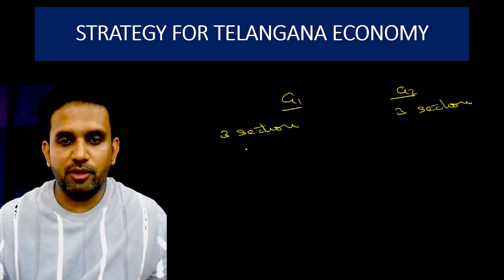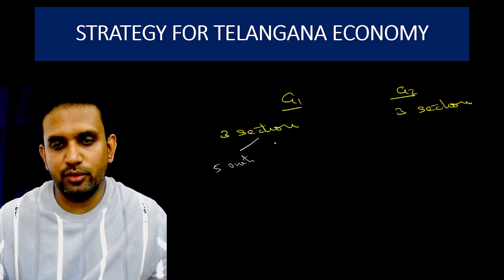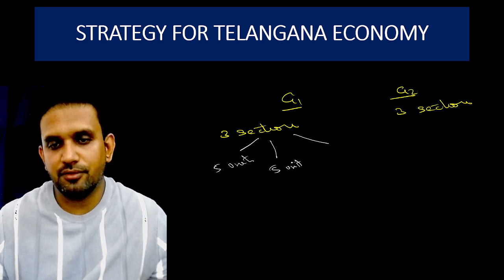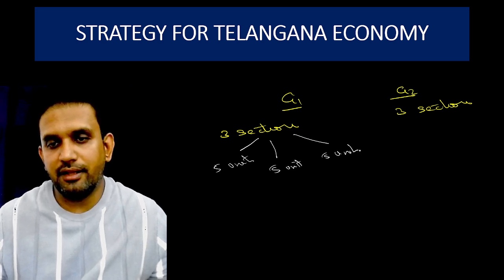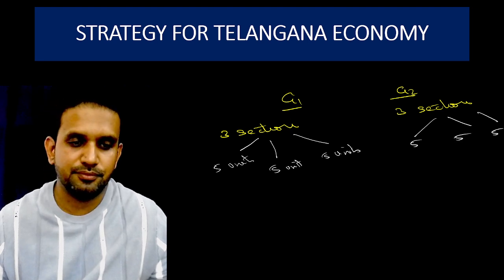Group 1 economic paper has 3 sections, and each section has 5 units. In the same way, in group 2, each section has 5 units, 5 units, 5 units. I hope this is clear to you.